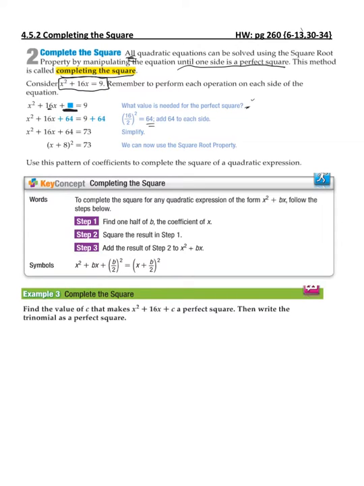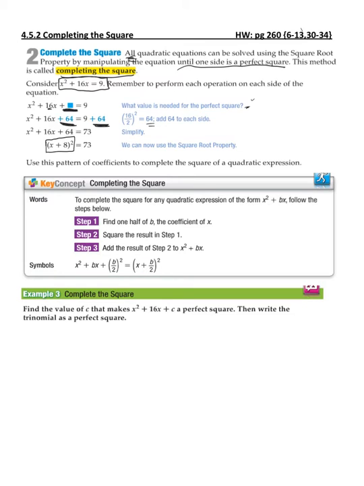8 squared is 64. So, guys, as you know, if you are adding a number to one side of an equation, you've got to do that to the other side. You can't just throw a 64 onto one side of the equation and it stay balanced. You've got to add 64 to the other side. Adding 64 to both sides keeps the equation accurate, and then it allows you to write the left side as x plus 8 squared equals 73. And then you can solve it using the square root property that we used yesterday.